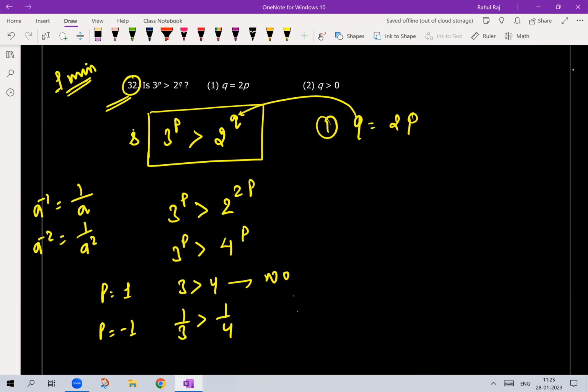So here I have a yes and no situation, because when I take p is equal to -1, 1 by 3 is greater than 1 by 4. So this is a yes situation. So option number 1 is straight away not sufficient. Simple logic, nothing to bother about at all.